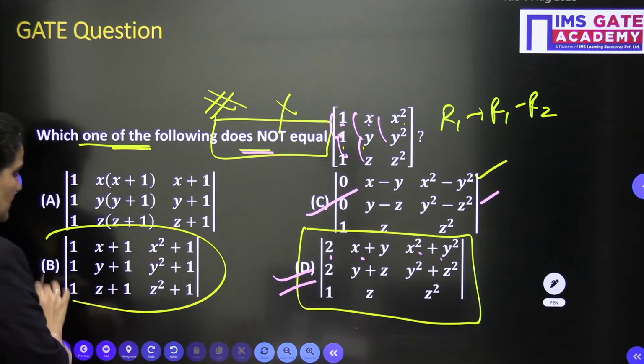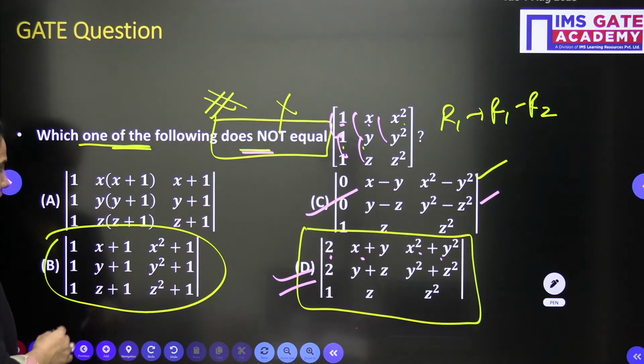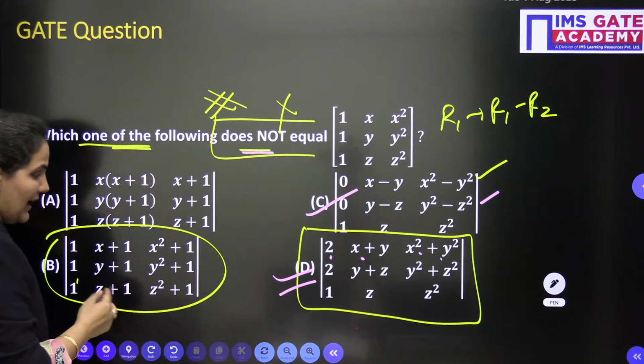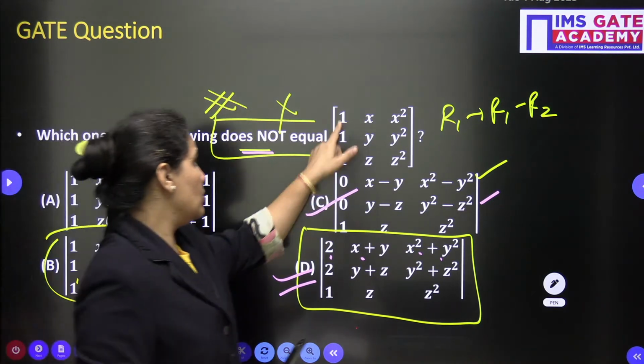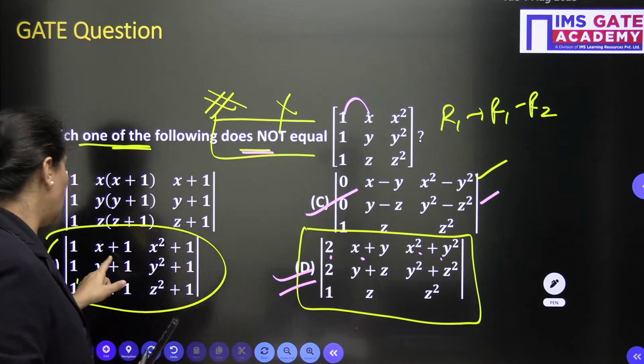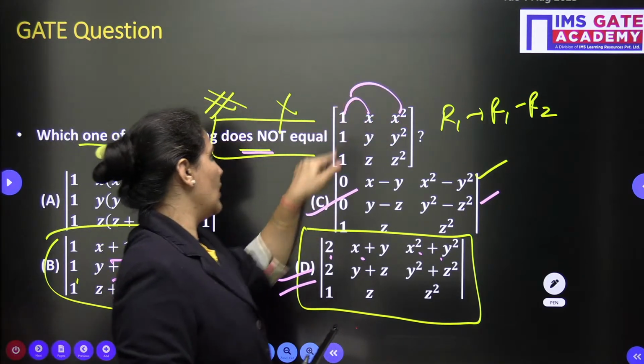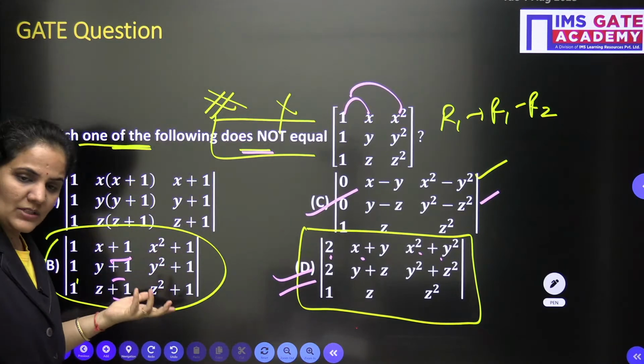When we talk about option B, we have the first column as it is, 1 1 1. Now in this case they are adding columns. So you can see this is column 1 plus column 2: x plus 1, y plus 1, z plus 1. This is column 3 plus column 1: x square plus 1, y square plus 1, z square plus 1.